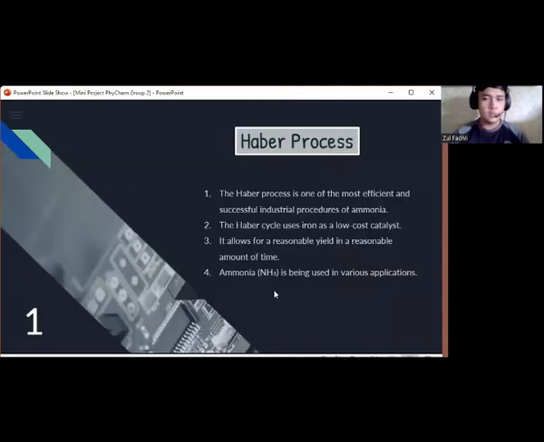So let's go to the first one, which is the Haber process. First of all, the Haber process is one of the most efficient and successful industrial producers of ammonia, which is NH3. The Haber process combines nitrogen gas from the atmosphere with molecular hydrogen gas to produce ammonia gas. The Haber process uses iron, which is ferrum, as a catalyst. It allows for a reasonable yield in a reasonable amount of time.